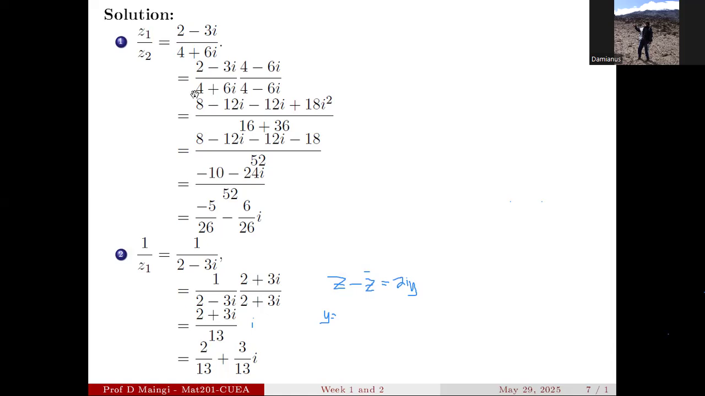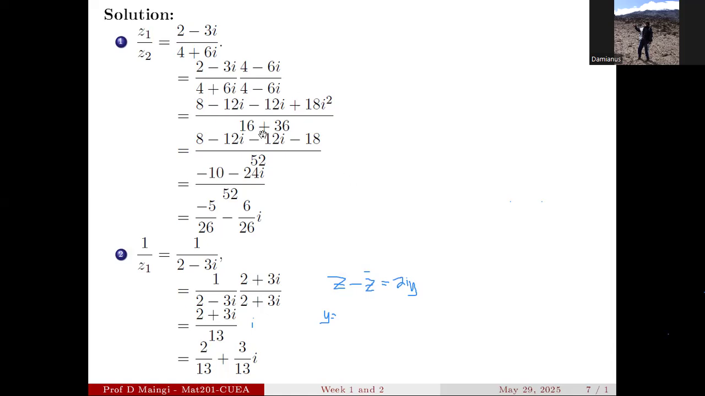The denominator: what do you have? 4 plus 6i times 4 minus 6i. So it's 4 times 4, 16. Then 4 times minus 6i gives you minus 24i. Then 6i times 4 is plus 24i. So the minus 24i and plus 24i go away. You remain with 4 times 4, which is 16, and then 6i times minus 6i is minus 36i squared. i squared is minus 1, so it becomes plus 36. If that's not clear, I will explain.